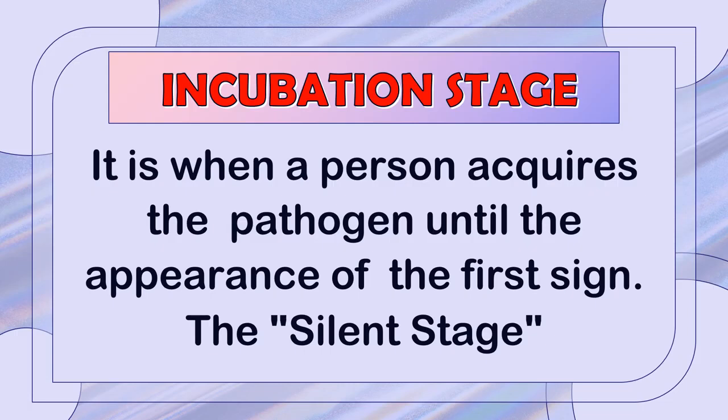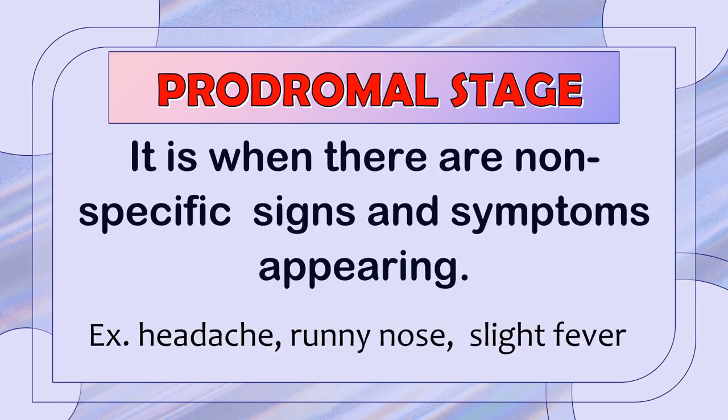The first stage, if the person has an illness, the pathogens will undergo the incubation stage. It is when a person acquires the pathogen until the appearance of the first sign. It is also called the silent stage. After incubating in the host's body, the next stage of infection is now the prodromal stage. It is when there are non-specific signs and symptoms appearing in the host's body. For example of these symptoms, we have headache, runny nose, and slight fever.